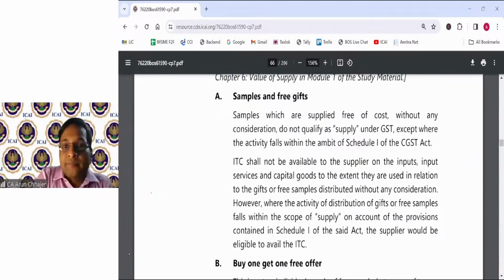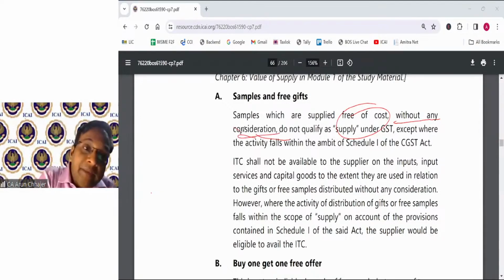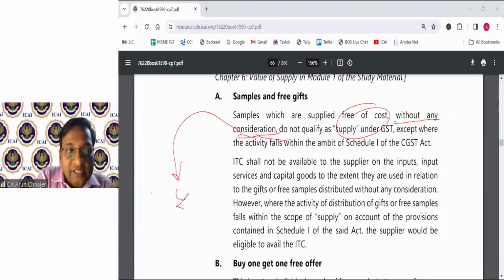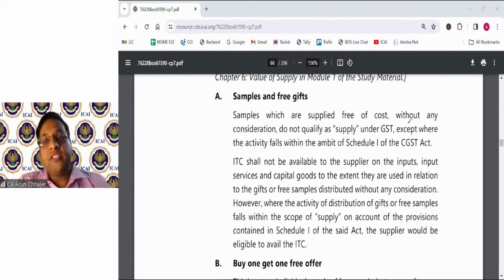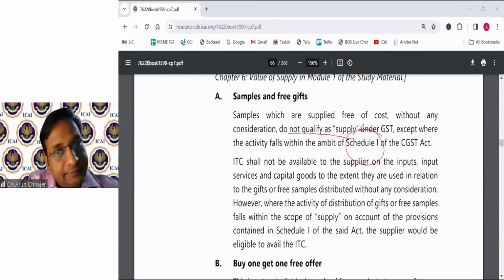So the point is, samples which are supplied free of cost, without any consideration. When we use the words without any consideration, then the immediate point which should come to your mind is Schedule 1. That the transaction which is without consideration cannot be a supply except under Schedule 1. If it is without consideration, then it cannot qualify as a supply except under Schedule 1, that we all know.